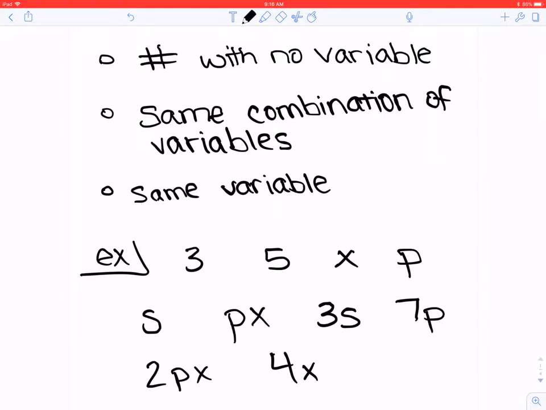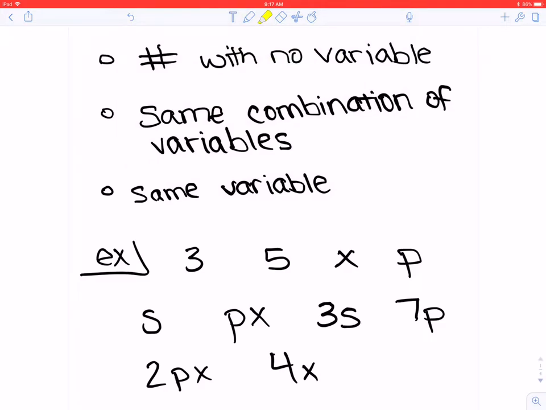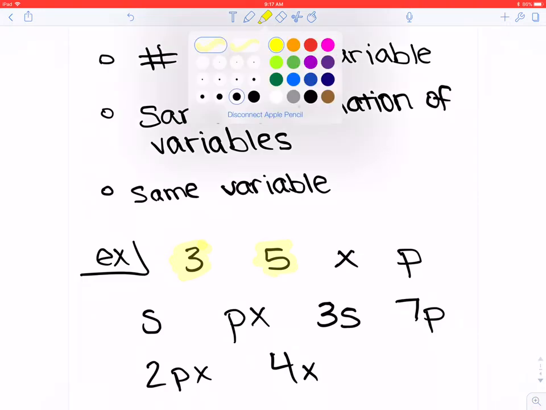So let's look here. Let's color code. There's two ways that I like to solve these. I either like to color code them or I like to use a table, which sometimes I call a slot machine. So here I'm going to go through and color code all of my like terms. 3 is a number, so I'm going to color all my numbers yellow. 5 happens to also be just a number, so I'll use yellow for that as well.